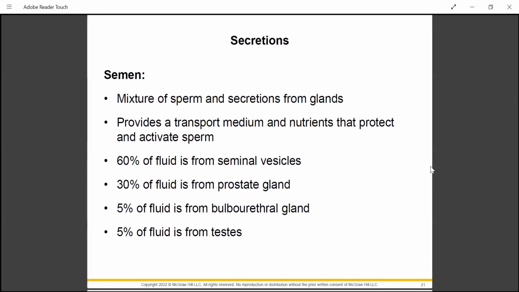So this is the breakdown of the semen. I don't believe that you really need to know your percentages here. Just know that a majority of the fluid is from the seminal vesicles. So remember, that is kind of the end point prior to the ejaculatory duct: from the testicle to epididymis to vas deferens to seminal vesicle. Another 30% is from the prostate gland. And then we get 5% from the bulbourethral gland, and then 5% of additional interstitial fluid comes from the testes.